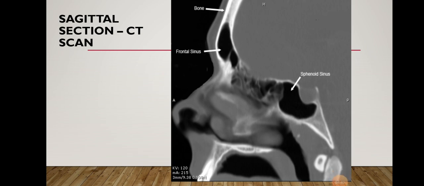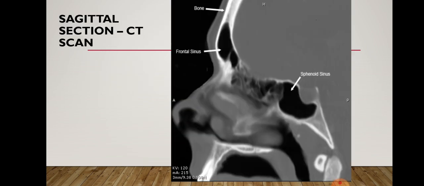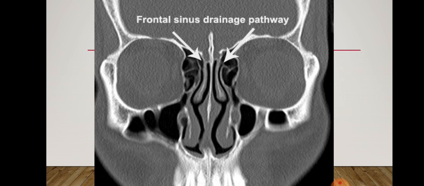This is the sagittal section of the head and neck CT picture to show you the situation of the frontal air sinus and also the sphenoidal air sinus.